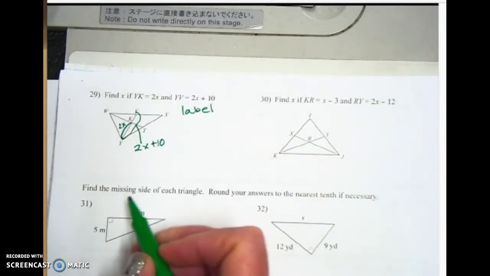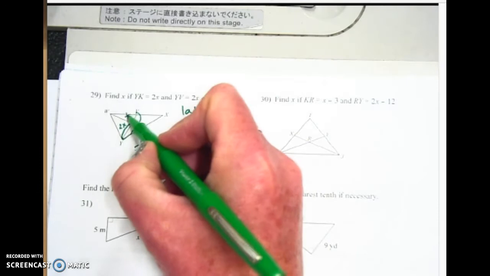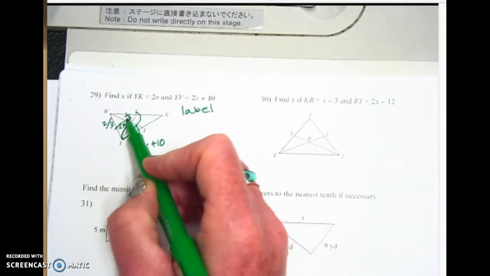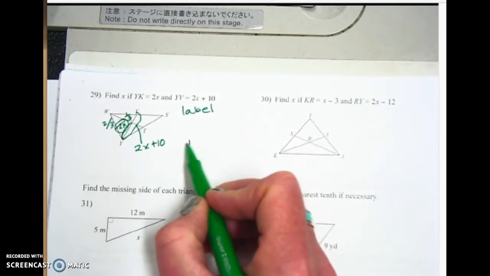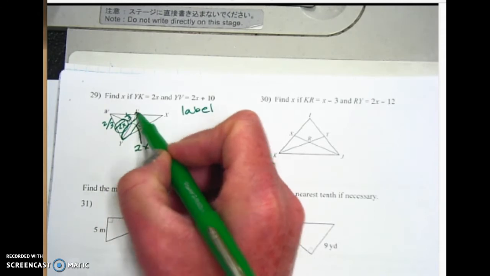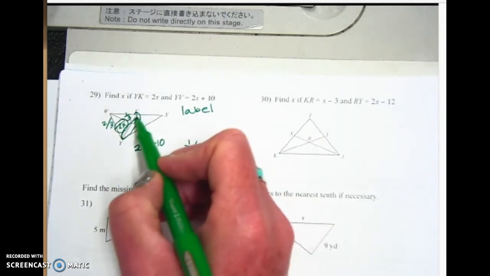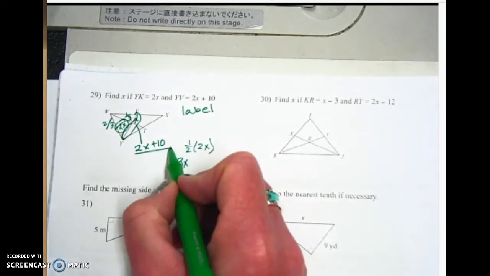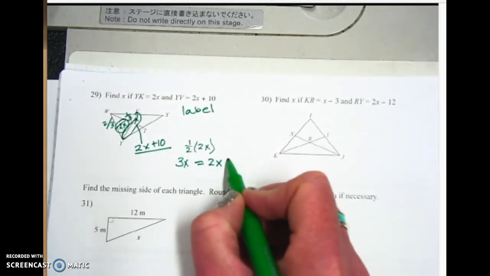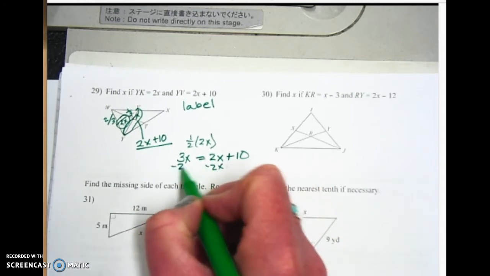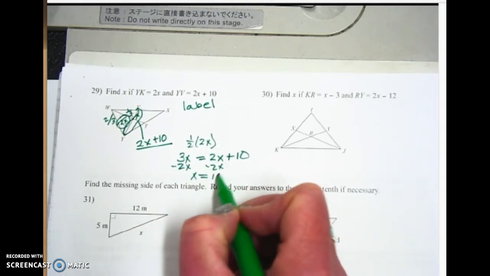This is a 1/3, 2/3 relationship. So if I take half of this, half of the 2x, that means that this right here is x. So we know that this x plus this 2x, which is 3x, is equal to the whole thing, 2x plus 10. We subtract the 2x from both sides. We get x equals 10.